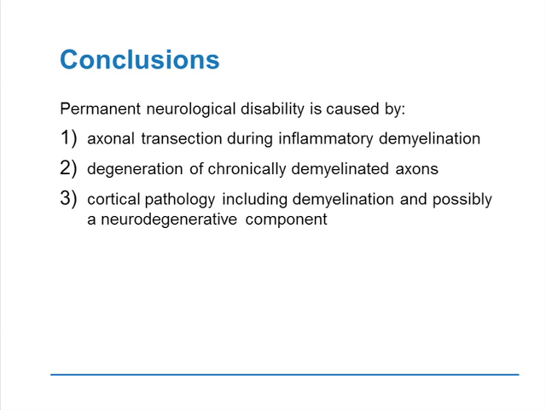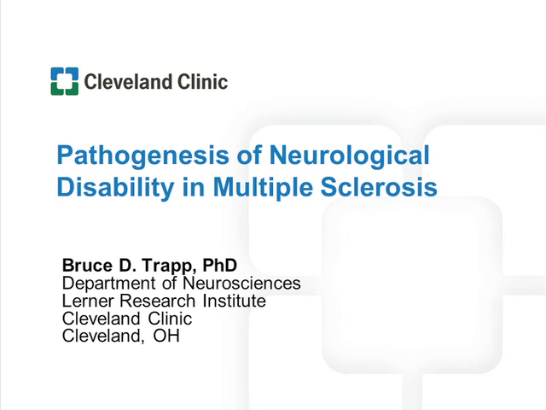So to conclude, permanent neurological disability in MS is caused by axonal transection during inflammatory demyelination, degeneration of chronically demyelinated axons, and cortical pathology including demyelination and possibly a neurodegenerative component. And I think one of the major challenges for us in the MS field now is to try to understand the mechanisms of cortical demyelination, particularly in the subpial lesions. So that's the end of my lecture, and thank you for being attentive.